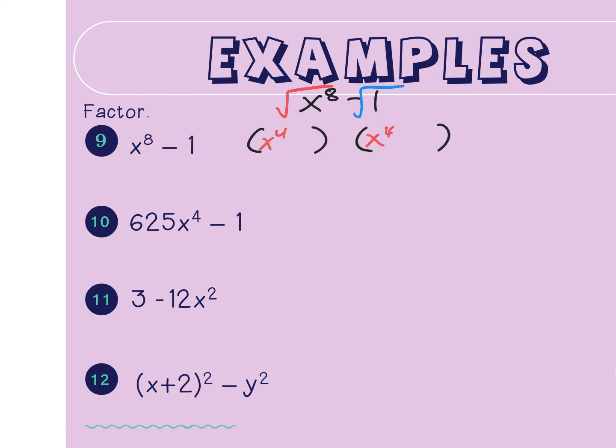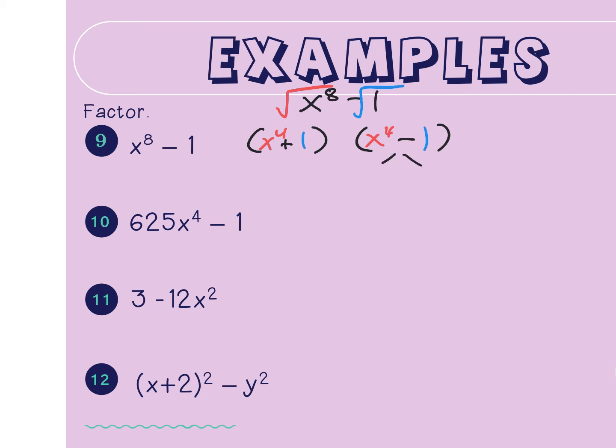X to the 4th, that's what the x to the 8th factors into. And then the square root of 1 is 1. And 1 gets a plus sign, 1 gets a minus sign. Yes. Is the sum of two squares. So I can't do anything with that x to the 4th plus 1. But I can keep going on this one.